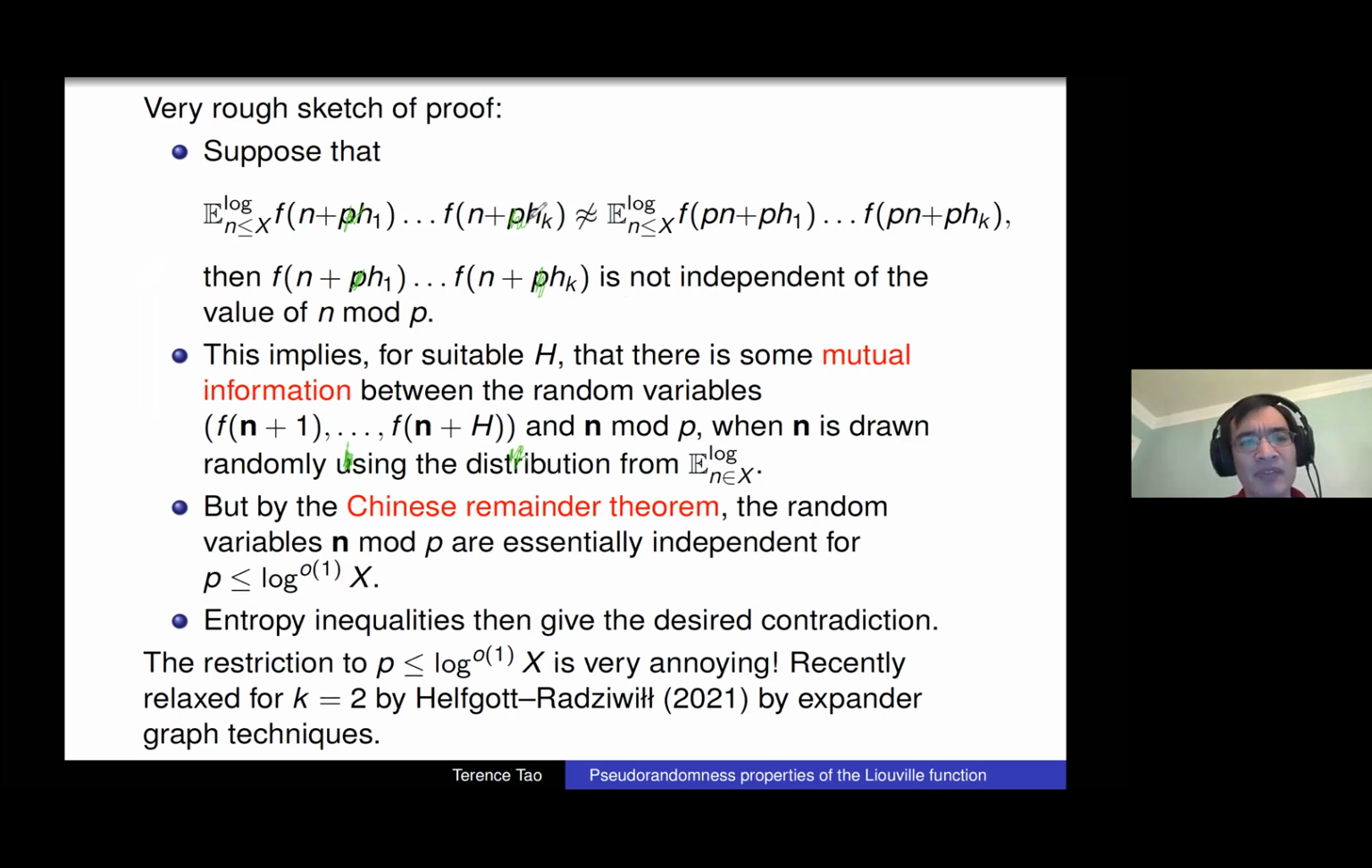what should happen is that the only way that these two averages can differ is if the values of this expression, this product, depend somehow on the residue of n mod p. Because if they were independent of n mod p, then you could replace n by a multiple of p, and you would get back.